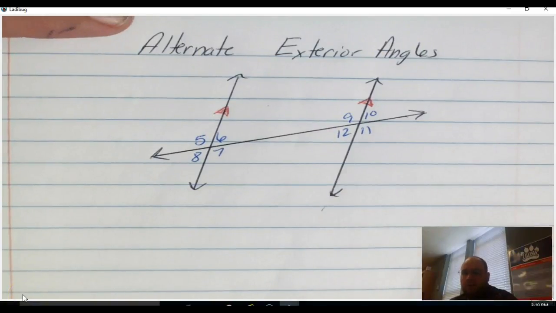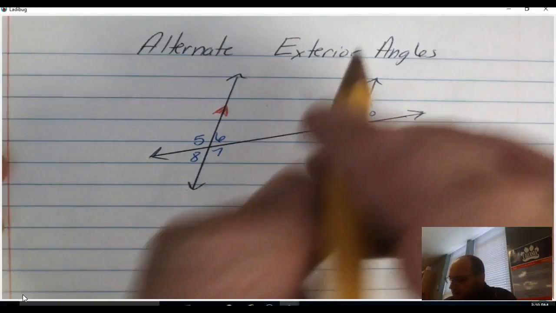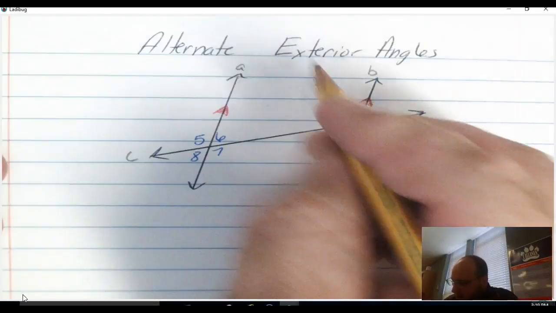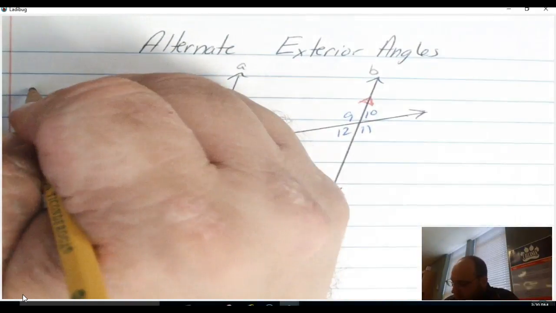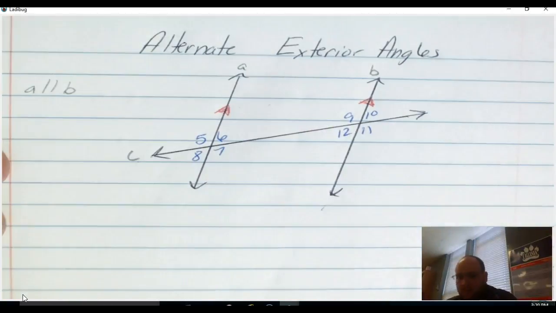All right, let's go ahead and learn about alternate exterior angles. In alternate exterior angles, what I need to do is identify, again, the parallel lines. The parallel lines in this case are A and B because those have the red arrows. So A is parallel to B, which means C is my transversal line.